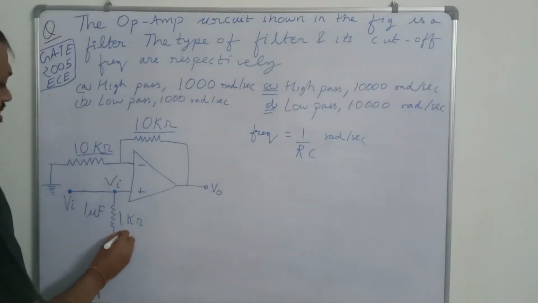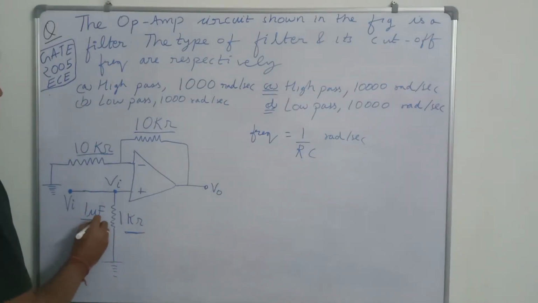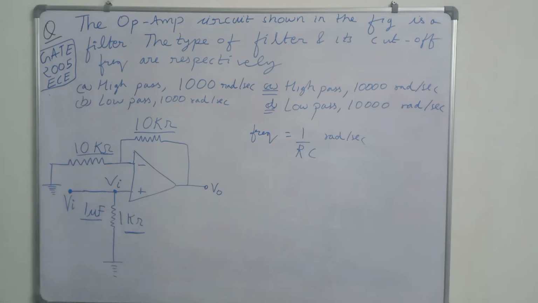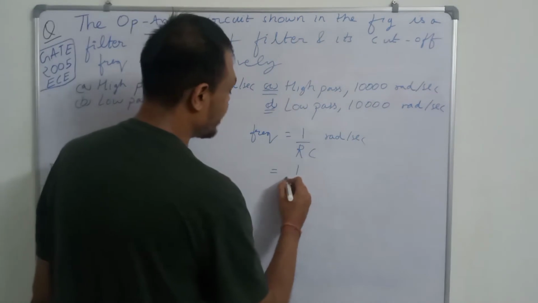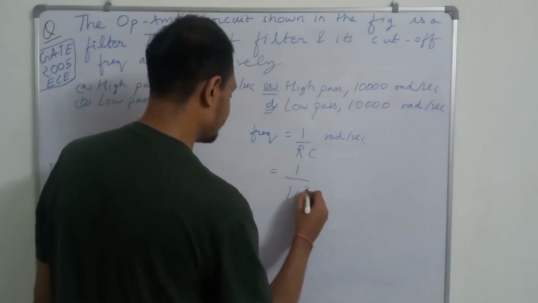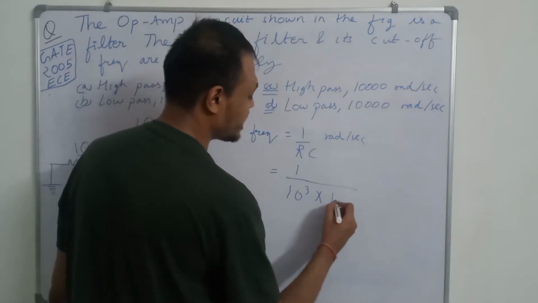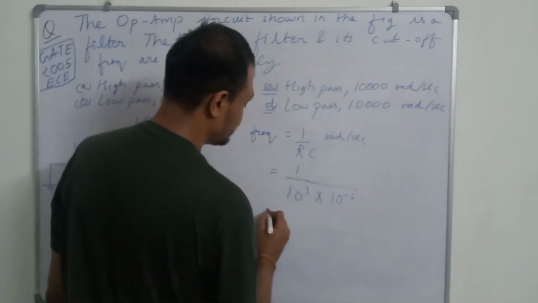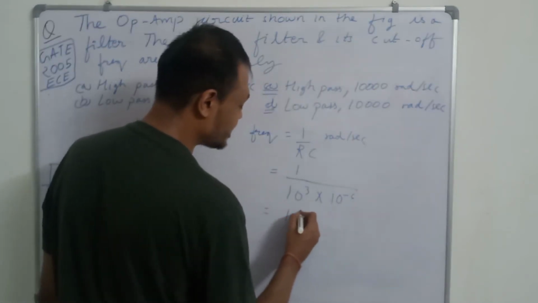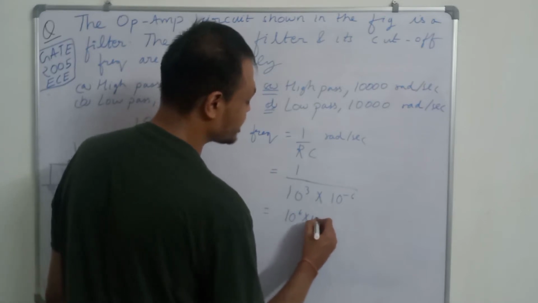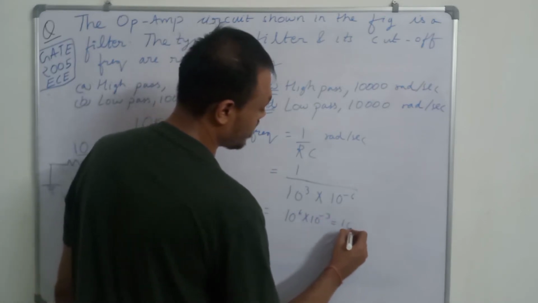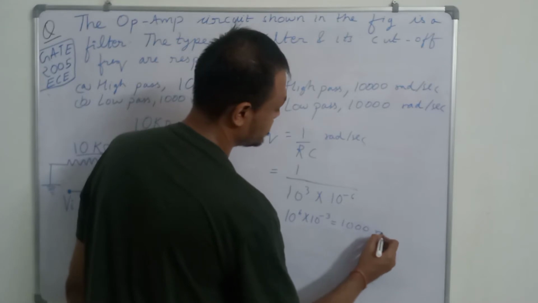So this resistor and this capacitor are responsible for the cutoff frequency. So this will be equal to 1 upon 10 to power 3, 1 kilo ohm, and 1 microfarad, so 10 to power minus 6. So this will be equal to 10 to power 6 into 10 to power minus 3, which will be equal to 1000 radian per second.